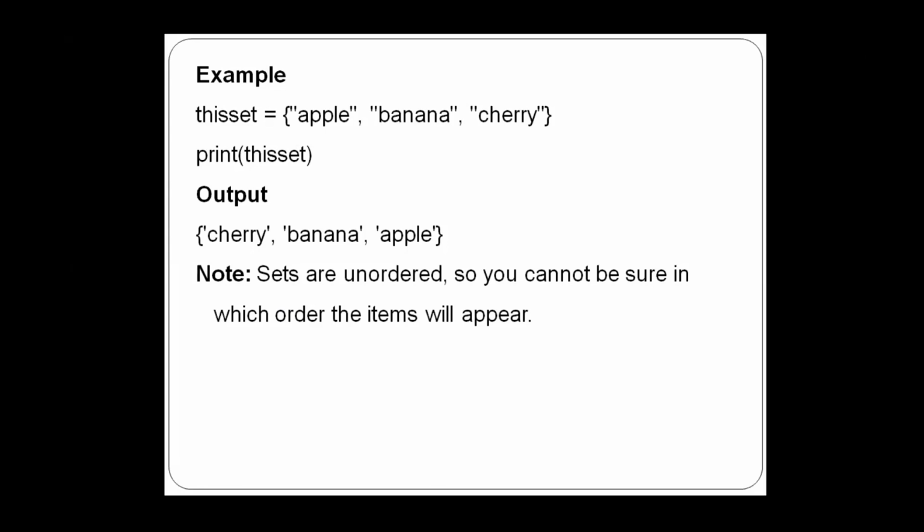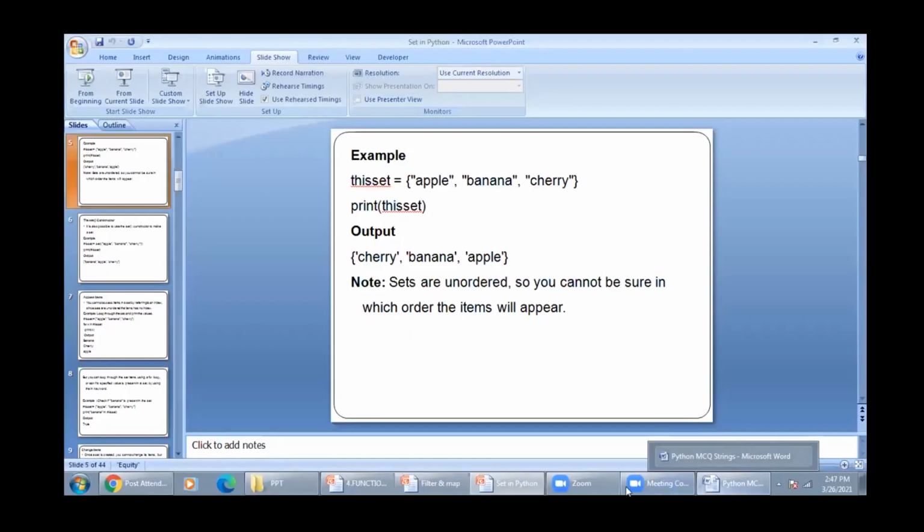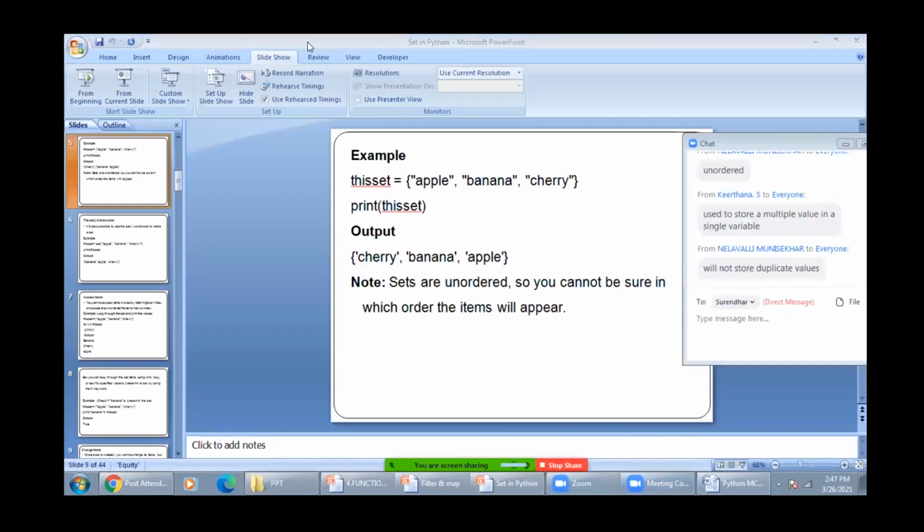And now when you display the set, look at your output. Your output is in a different order. It is also a possibility that for the first time when I execute this program, I may get this output, and for the second time when I execute this program, I may get another different output, right? So these are some features of your set.